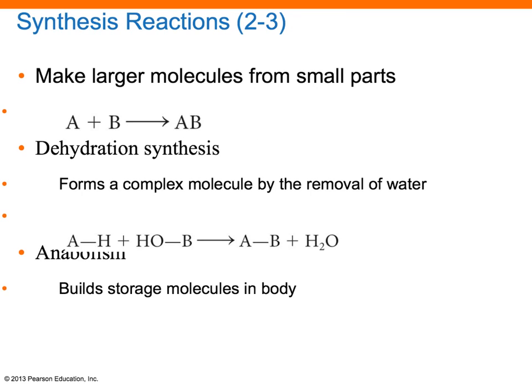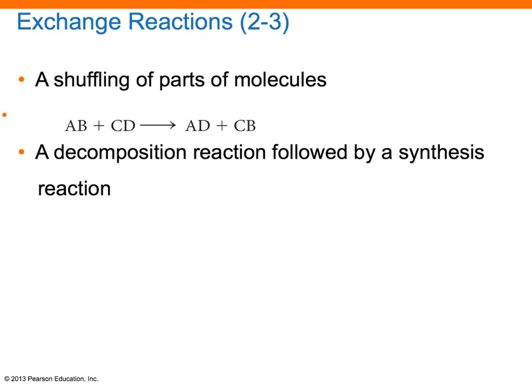Synthesis reactions make larger molecules from smaller parts. We have A plus B and we get AB. It's called dehydration synthesis. Water is removed and the two parts are put together. Finally, in an exchange reaction, it's a shuffling of parts and molecules. We have AB plus CD, and now we get AD plus CB. A decomposition reaction is followed by a synthesis reaction.